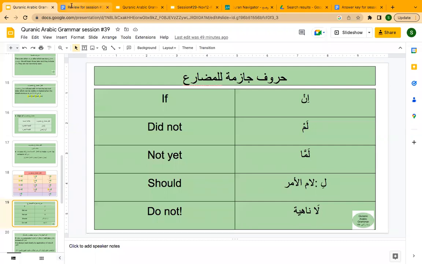So everyone, please keep yourself mute, but recite after me. In, lam, lamma, li, la. In, lam, lamma, li, la. Are you reciting? Type one if you are.